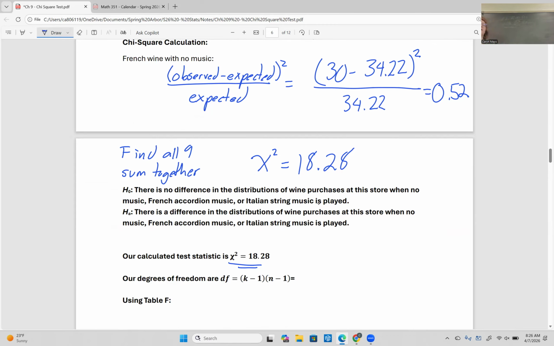So we have our chi-square statistic. Our statistic is not our p-value. Just like with all of our other tests, our statistic tells us where we're looking on our table. It does not tell us our actual p-value right off the bat.